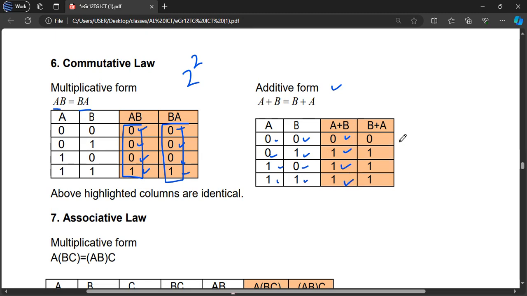Then B plus A. So 0 plus 0, anyhow, it's the same. So 0 here, 1 plus 0 is going to give you 1 here. 0 plus 1 is going to give 1 here. 1 plus 1 is going to be 1 here. So that's what is stated: A plus B is equal to B plus A, right? I think the commutative law is also clear.